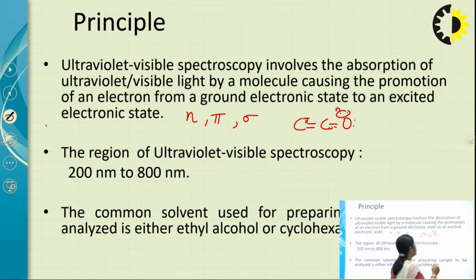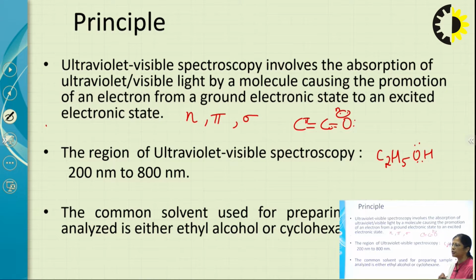Why are these two used? Because in ethyl alcohol, as you can see, all the bonds are saturated and it contains only non-bonding electrons. Since the bond near these non-bonding electrons is a sigma bond, it is going to show either the sigma to sigma star transition or the N to sigma star transition. That is a high energy process, so these transitions are generally not seen in this spectroscopy. Hence, this ethyl alcohol is transparent in the entire region of 200 to 800 nanometers.